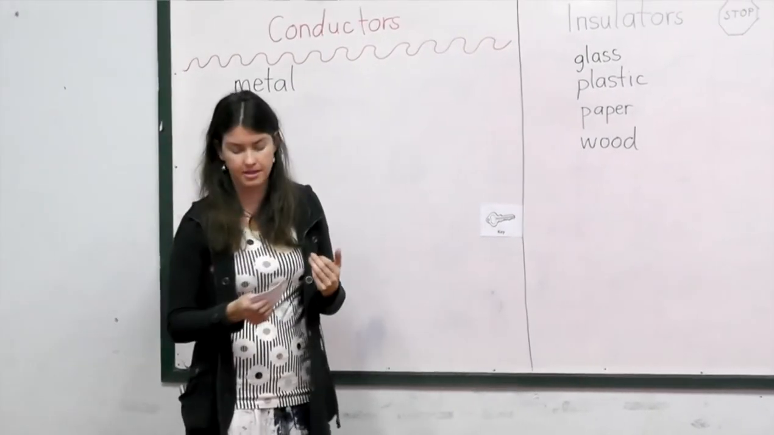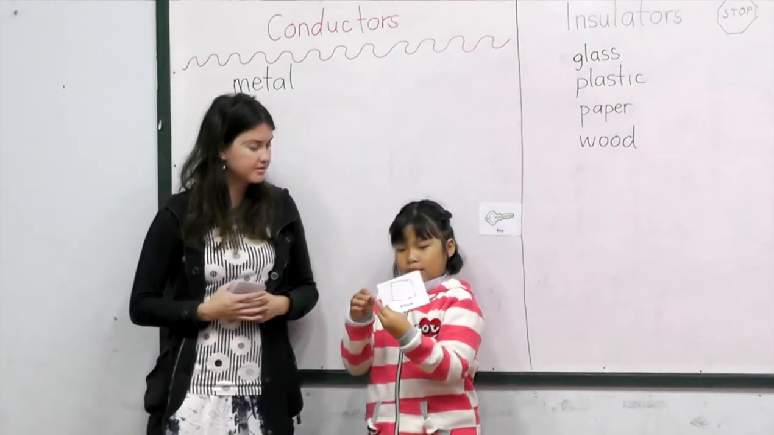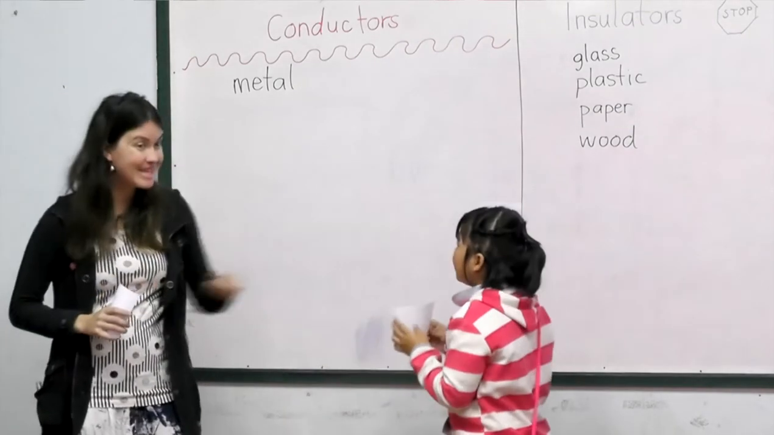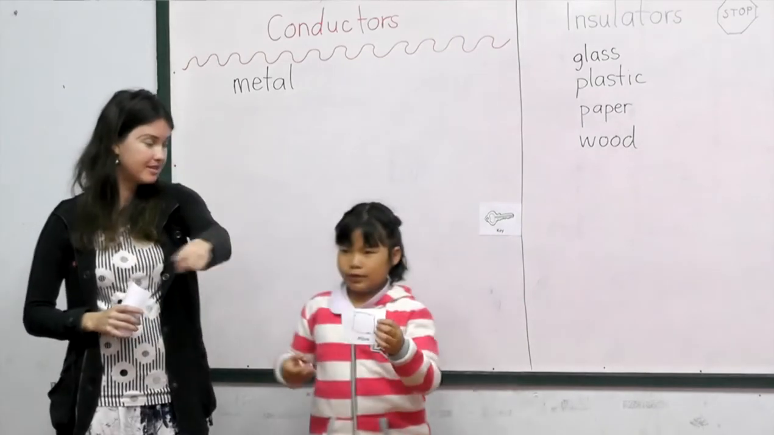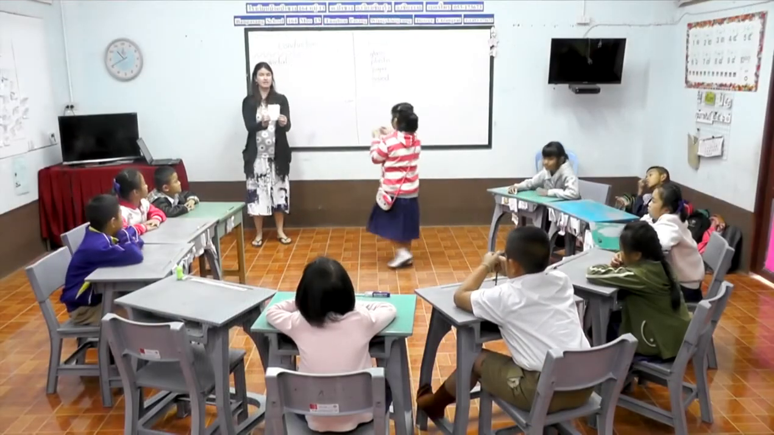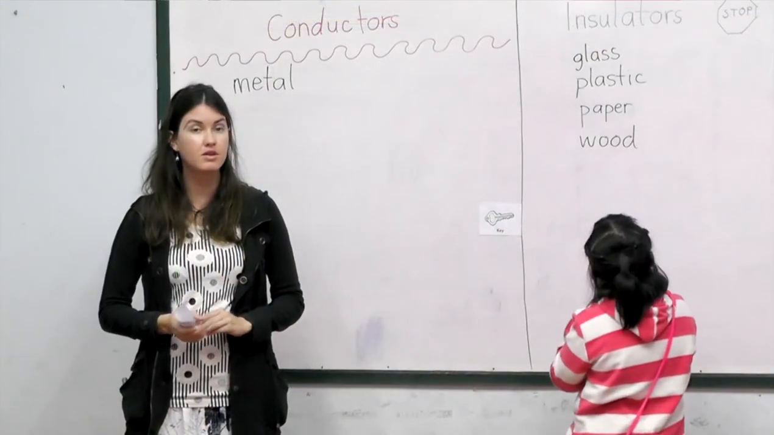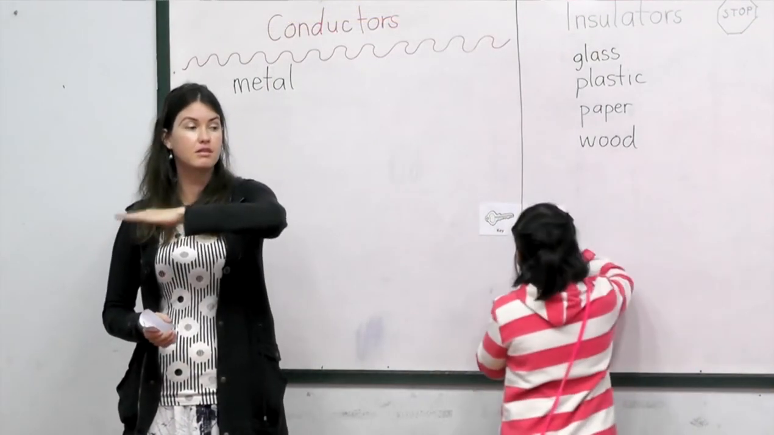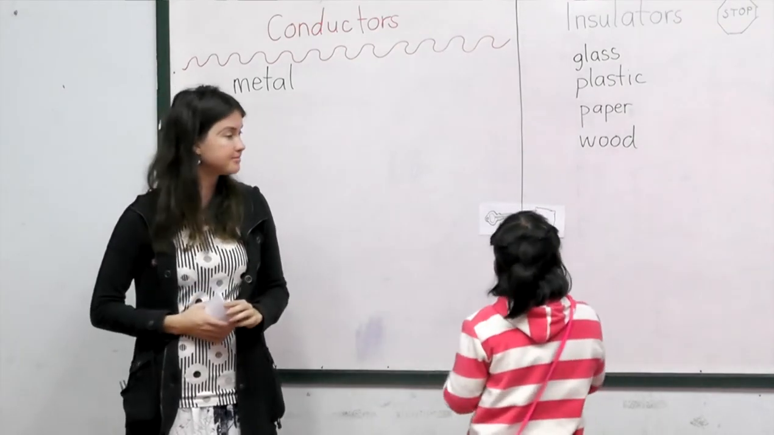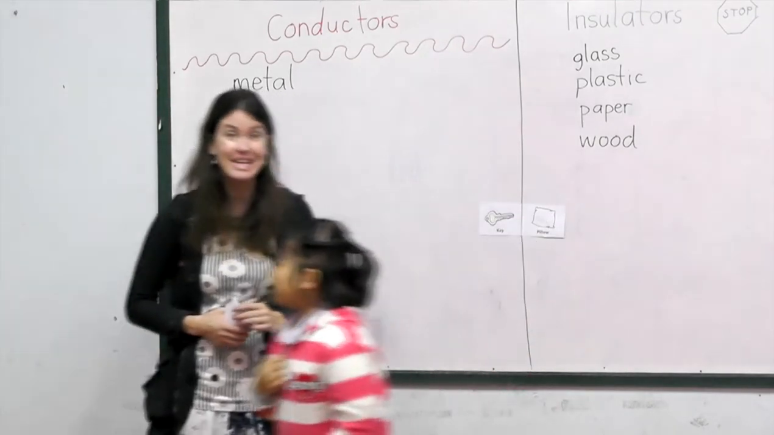Let go, come on up here. What is that picture? Something we use to sleep. Pillow. Can you show your friends? Show everybody. That's cool. Friends, you can just show it like this. Pillow. Is a pillow going to have electricity move through it or stop that electricity? What do you think? Insulator. Good job.